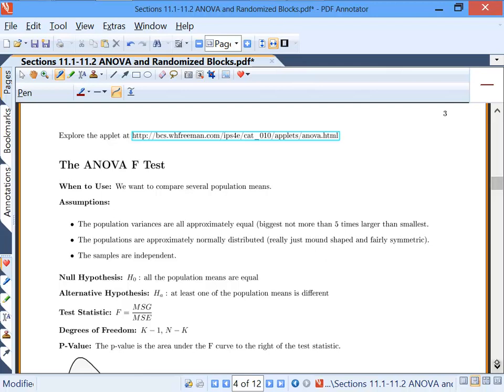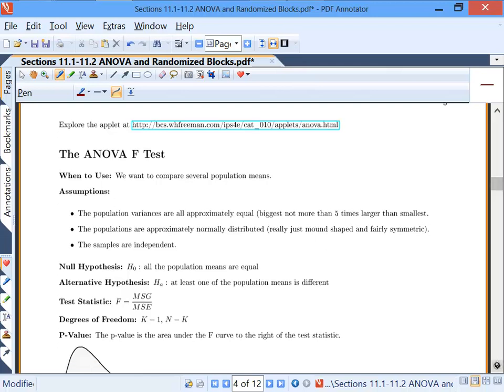So let's go through the official stats for the ANOVA F test. When to use it: if we want to compare several population means. And we have some assumptions. We're not really going to check the assumptions on these. I know I made you check assumptions on every test, but for this one, because it's difficult to show you everything you need for it, we'll just go with the assumptions on it.